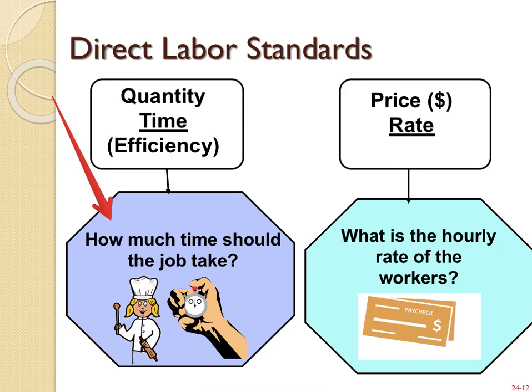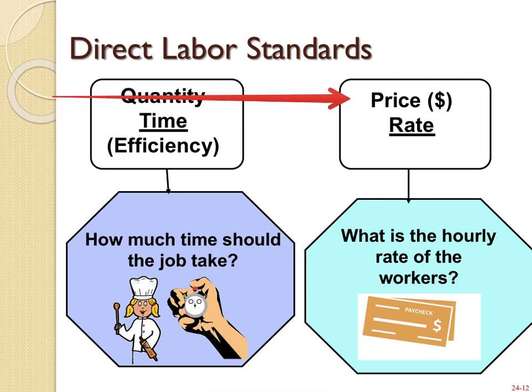In order to figure that out, we would time our chef literally making the cake. How long does it take you to make this cake? And that would be the normal amount of time. Maybe we'd time them a few times to see what a reasonable amount of time is, and that would be our time standard. We also refer to this as efficiency, because efficiency means doing something in a short amount of time, not wasting time.